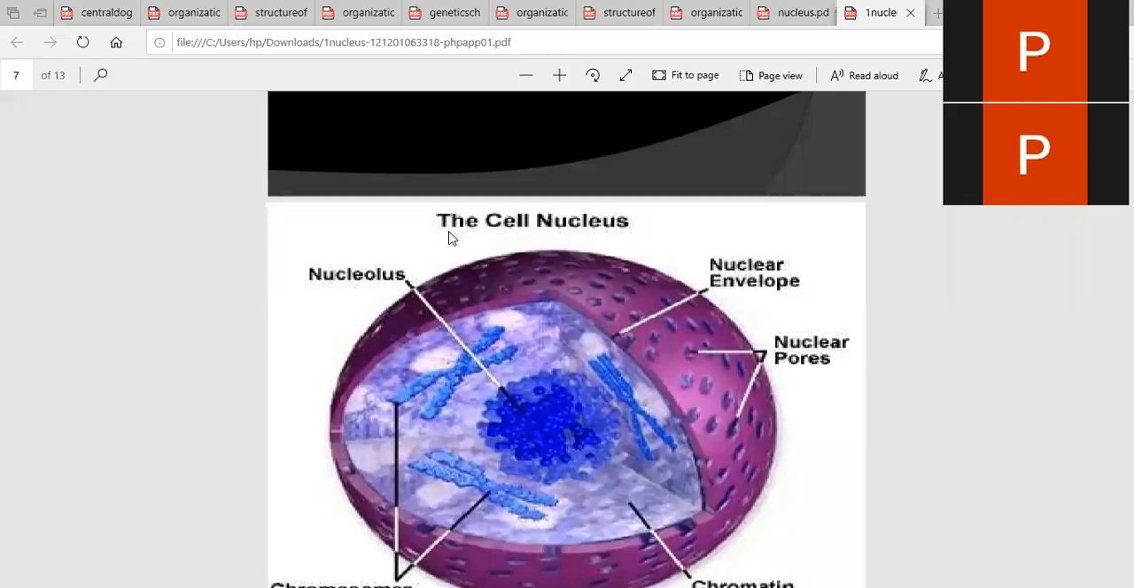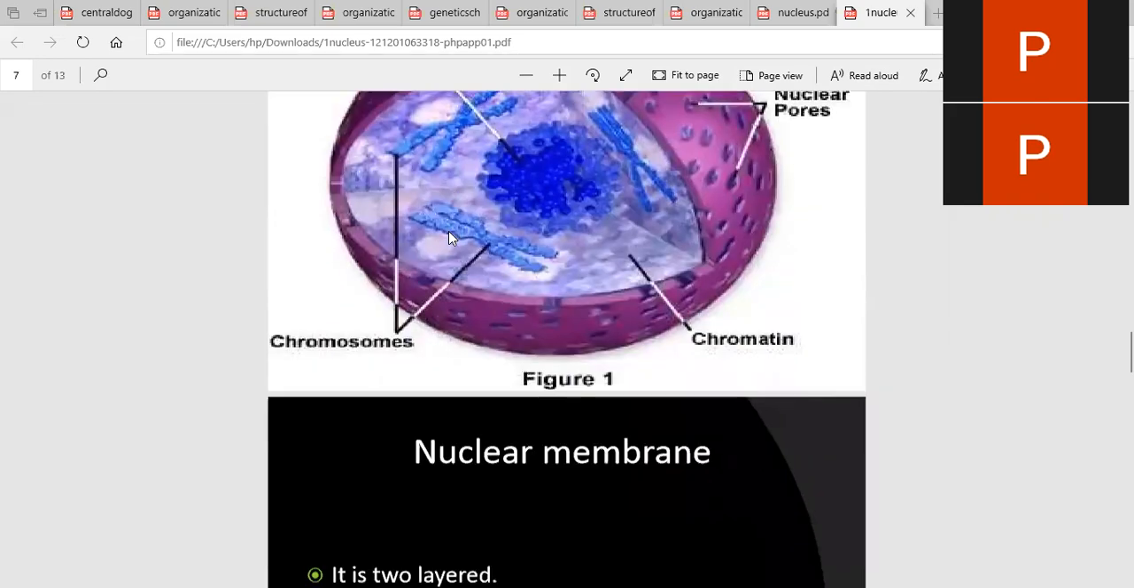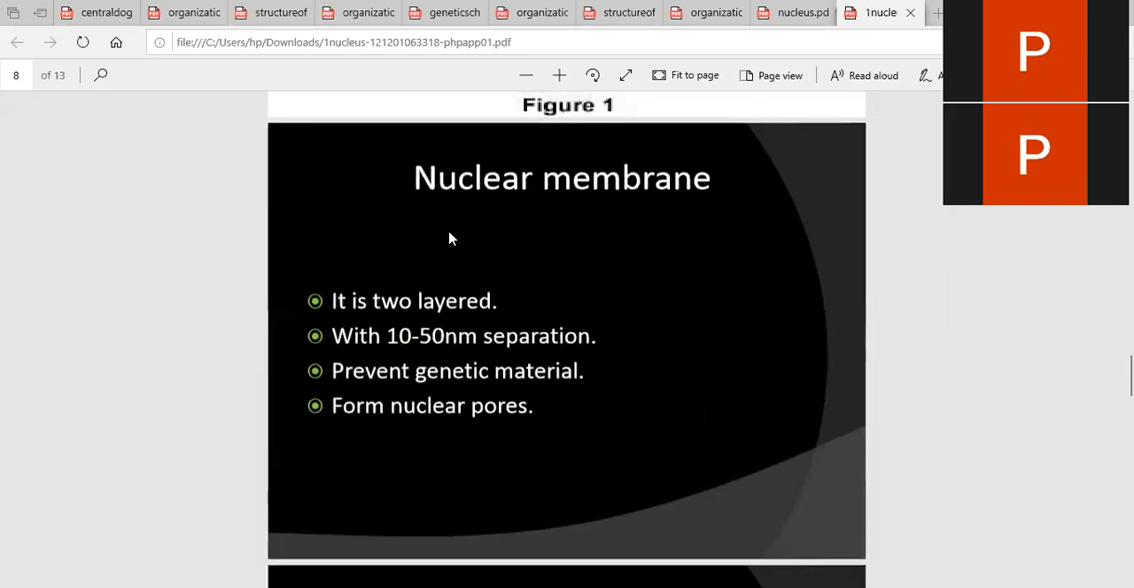So this nucleus membrane is enveloped by the nuclear envelope, and it contains pores. Inside this nucleus membrane, you can see the chromosome is compounded, and also a nucleolus, which consists of some other genetic material.